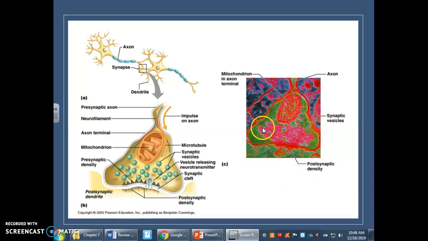Okay, here's a real view of a synapse. We can see the mitochondria and the synaptic vesicles and then that little synaptic cleft.